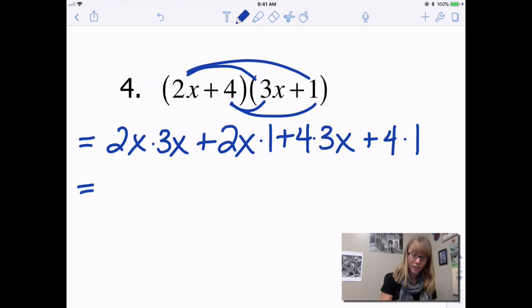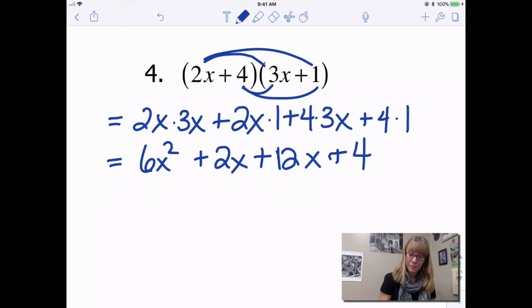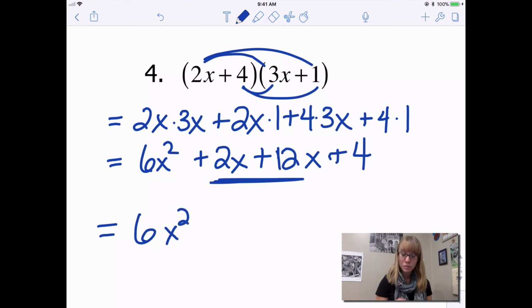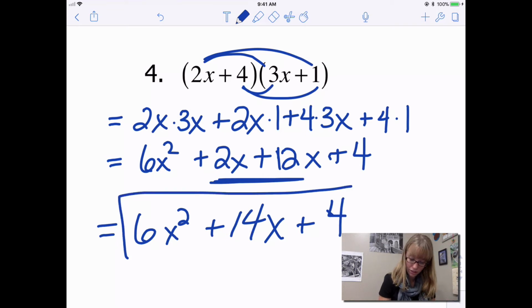Again, if you didn't need to write that down, if you just saw, well, 2x times 3x is 6x squared, that's fine. 2x times 1 is 2x. 4 times 3x is 12x. And then 4 times 1 is just 4. I'm not done yet because I still have like terms. So I say 6x squared doesn't have anyone to add like terms with, but 2x and 12x does. Total, that's going to be 14x. And then plus 4 is my final answer.